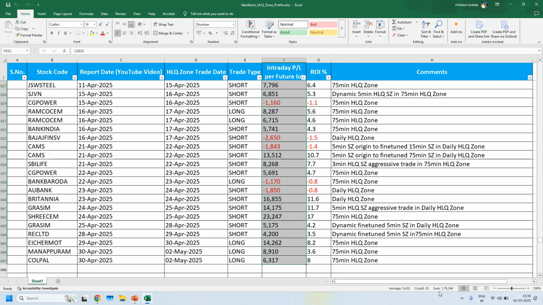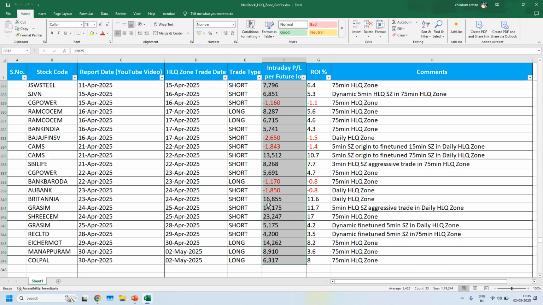Even with 12 trades stopped out, still we are in profit. The negative values and positive values, everything we summed. It deducted the negative values. After the losses, remember the sum is after deducting all these losses, still you got 1,79,244 rupees. Let us assume your average investment could be around 2 lakhs.